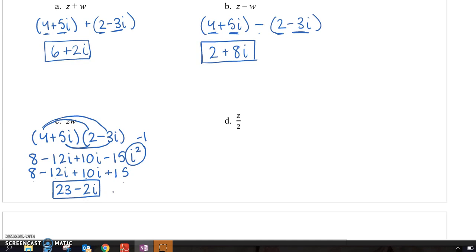z over 2. In a lot of ways, this is a little less algebraically taxing, I guess. So z is 4 plus 5i. We can divide by 2. I tend to call this the Hart method, so we can do 4 over 2 and 5i over 2. 4 over 2 is 2. 5i over 2 is just 5 halves times i. Could be 2.5i. Doesn't matter to me, because there isn't any rounding with 2.5. But again, we want it in a plus bi form.